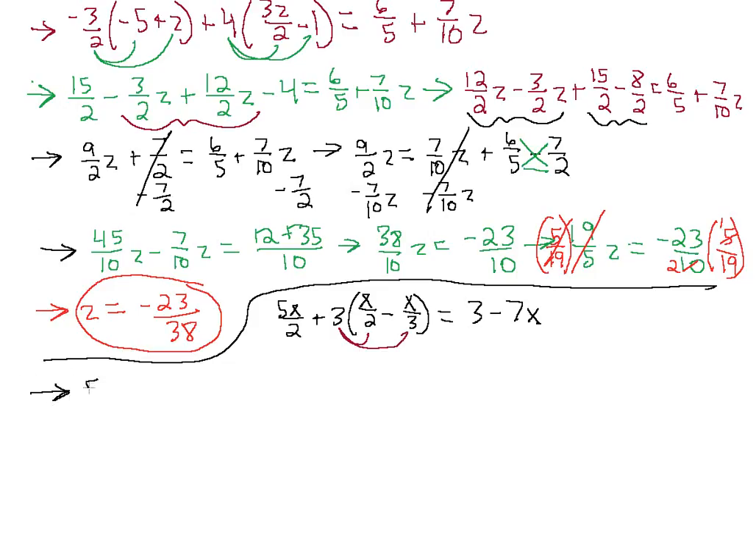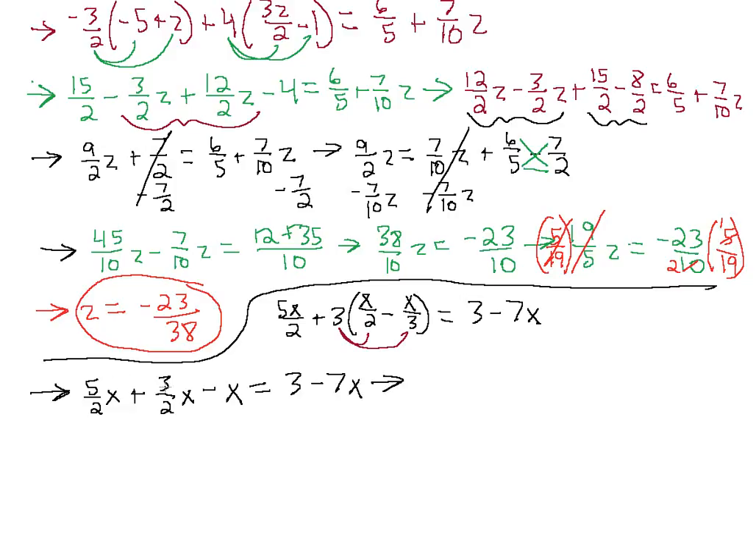And that leaves us with, let's go ahead and separate the x out of here. 5 over 2 times x plus 3 times x over 2 is 3 over 2 x. We want to write the x's out to the side because we can tell that we're going to be combining rational numbers. Next we have a positive times a negative, which gives us a negative. 3 times x over 3 is simply 3 over 3x, or just x. And then on the other side we have 3 minus 7x.